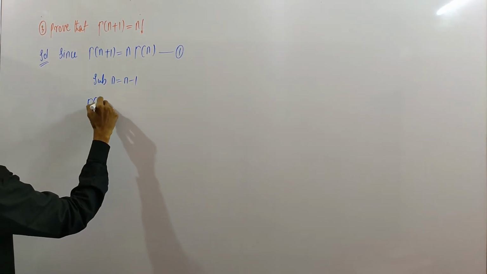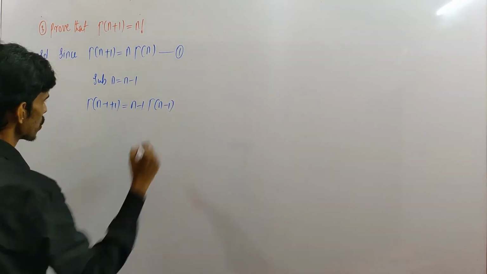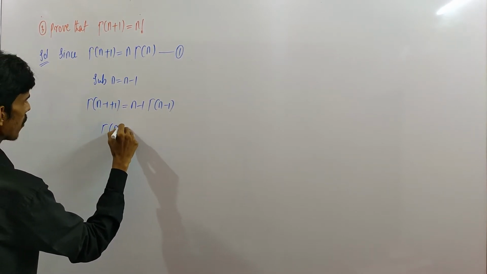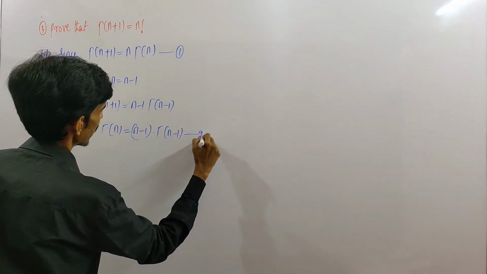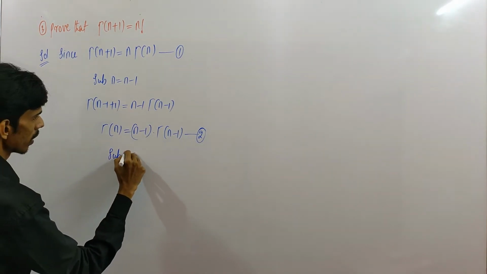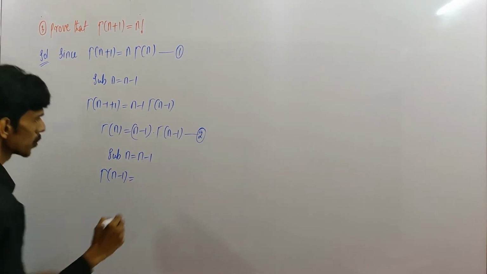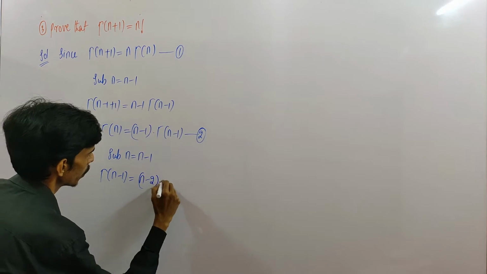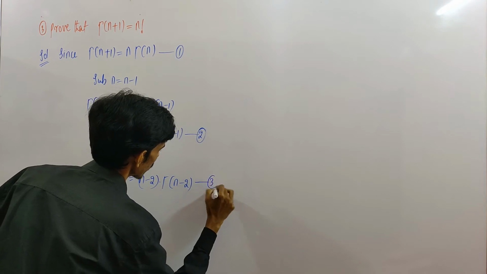So we have gamma of n minus 1 plus 1 is equals to n minus 1 gamma of n minus 1. So here we have gamma of n is equals to n minus 1 into gamma of n minus 1. Let us take this as equation 2. Again substitute n as n minus 1. We have gamma of n minus 1 is equals to, in place of n we have n minus 1, so we have n minus 2 into gamma of n minus 2. Let us take this equation 3.